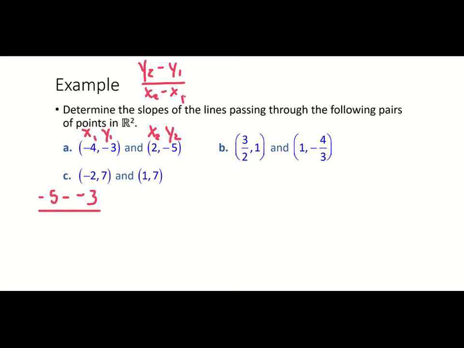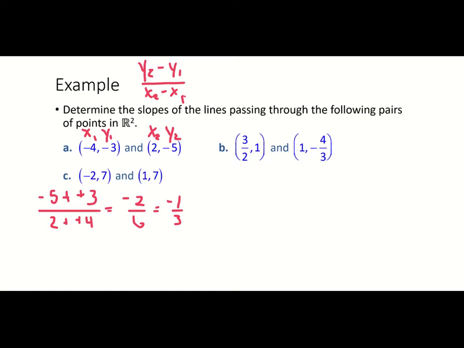And then we're going to do 2 minus -4. Again, we'll do addition of the opposite. So on the top, I end up with -2. On the bottom, I would end up with 6. Or if I simplified that, it becomes -1/3.